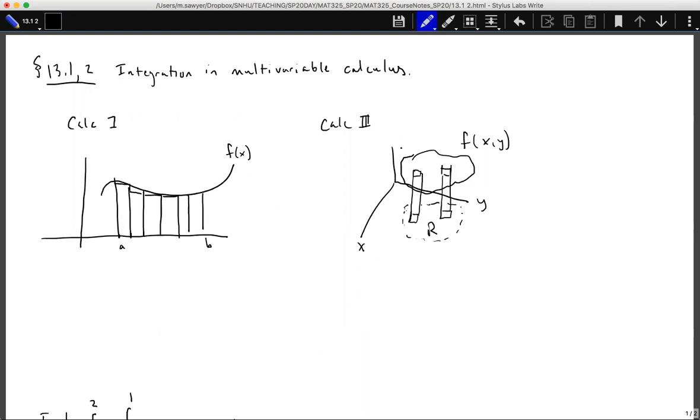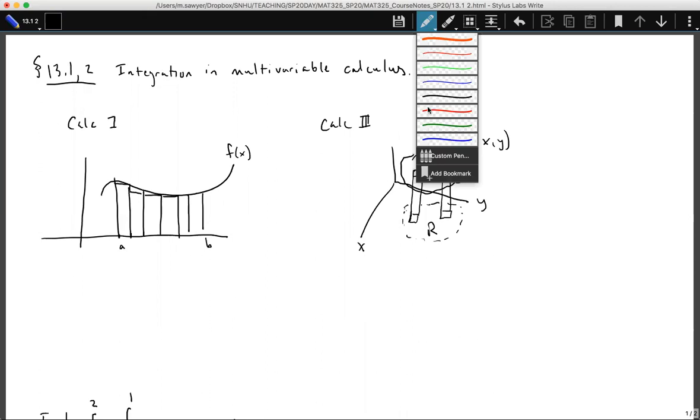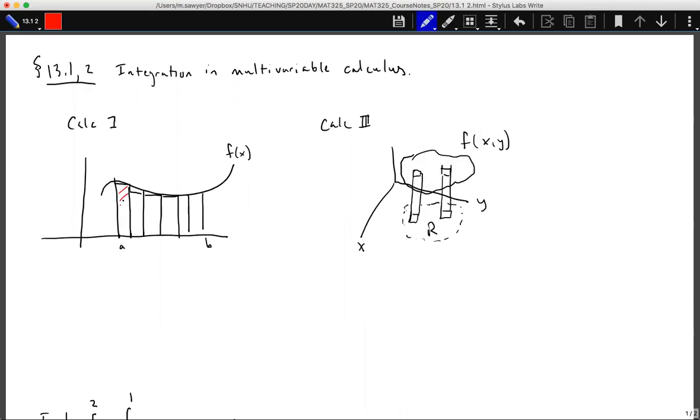So recalling Calculus 1, when we were talking about integration and the area under curves, we looked at drawing little rectangles and adding up the sum of the area of the little rectangles. So the area under the curve f of x was equal to the integral from a to b of the function f of x with respect to x.